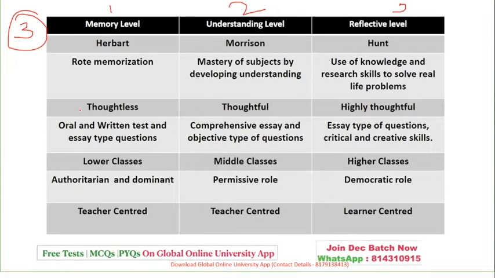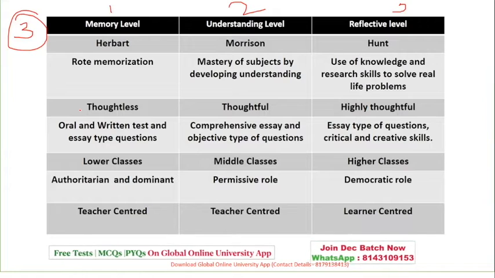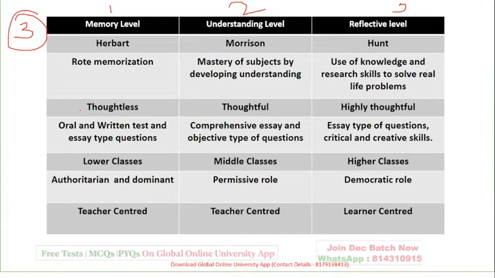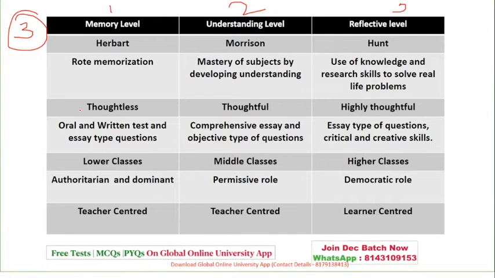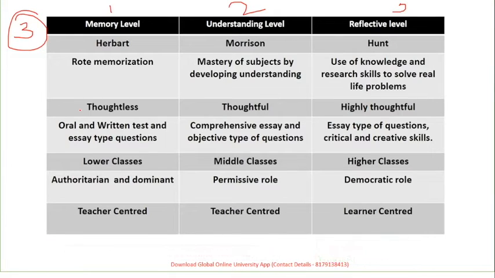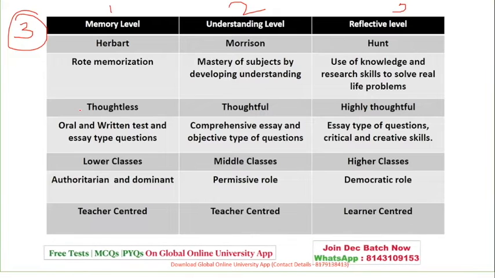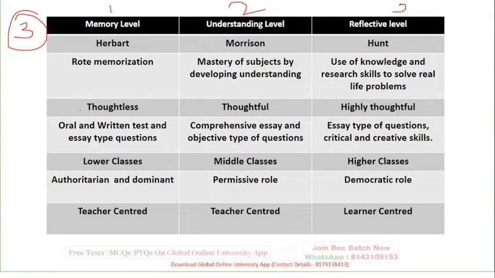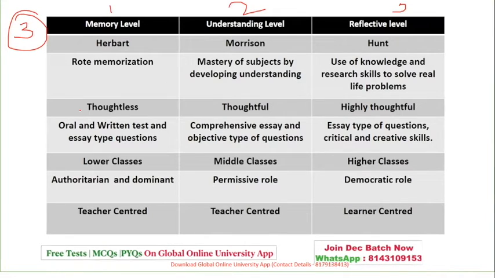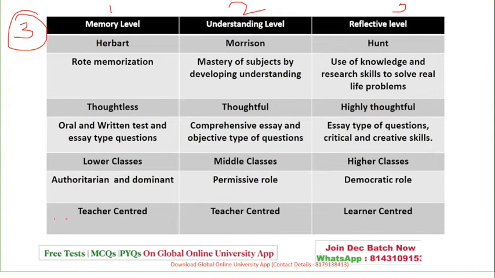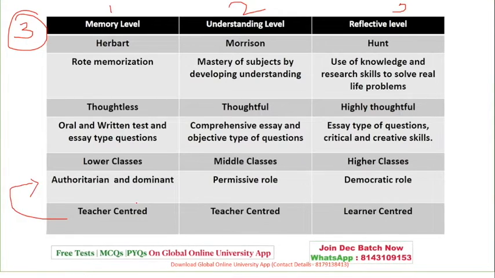So, how do you practice the memory level? With the help of oral or written tests or essay type questions. The understanding level is very comprehensive, or it is based on objective type questions. The reflective level is like essay type questions, or critical and creative tasks, which enhance critical and creative skills. The memory level is found in lower classes, understanding in middle classes, and the reflective level in higher classes. The memory level is teacher centered, in the form of being authoritarian and dominant.